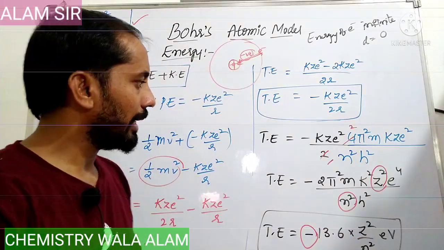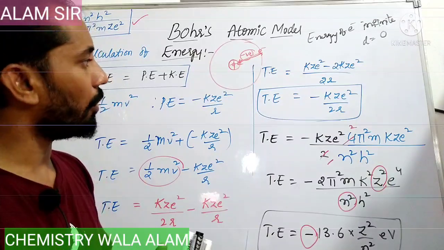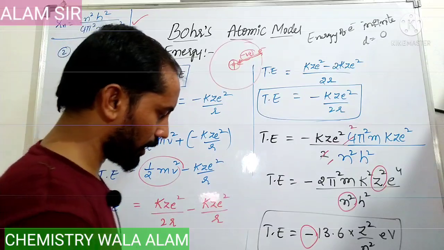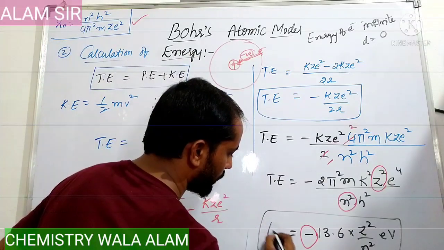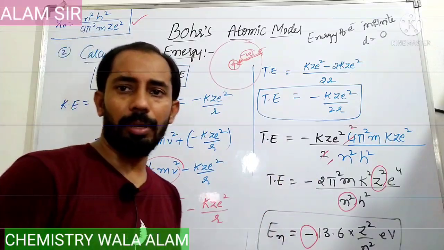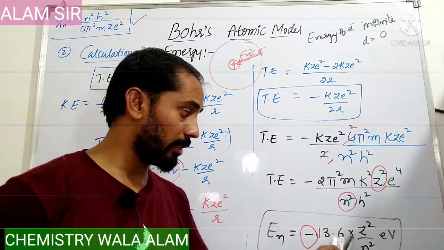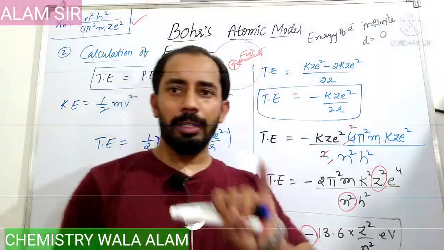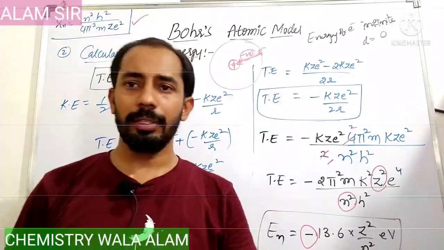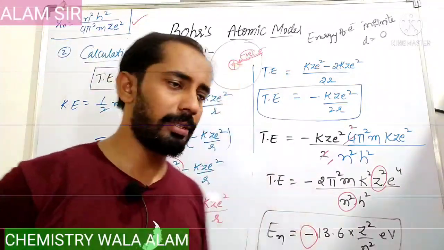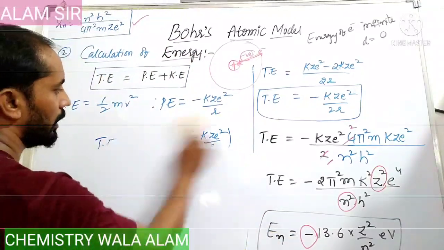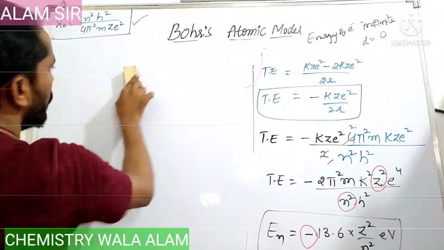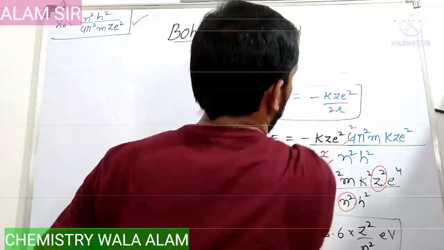This is the energy of the orbit, the total energy, or we can write it as the energy of the nth orbit, which equals minus 13.6 into Z square by n square electron volt. Till now, we have calculated the radius of the orbit, the velocity of the electron, and the energy of the orbit. Next is the wave number, which can be calculated from Rydberg's equation. I have to remember the formula of this one.